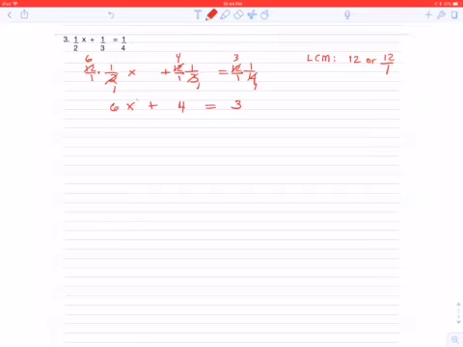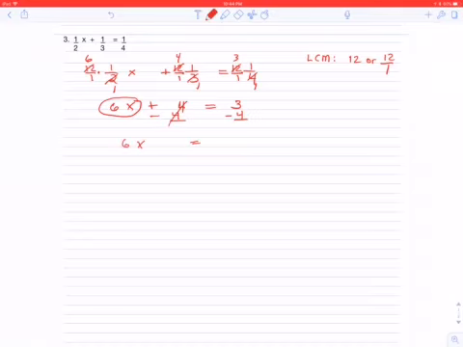I need to get the x term by itself. So since 4 is added, to get rid of that 4, I'll do the opposite. I'll subtract. Remember, whatever I do to one side of the equation, I have to do to the other side. So I have 6x equal to 3 minus 4, which is negative 1.